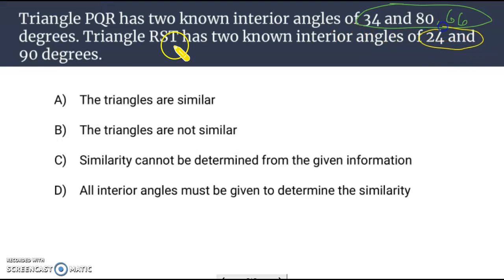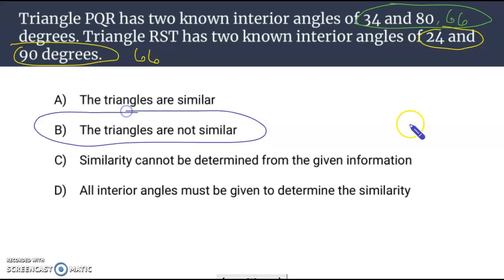Looking here, 24, 90, let's figure out that missing angle just to be safe. 180 minus 90 minus 24 is 66. Yep, they share 66, but notice of these two sets, there's only one angle in common, the 66 degree angle. So we can say with certainty that they are not similar, because only one angle, not two, is the same between both triangles.